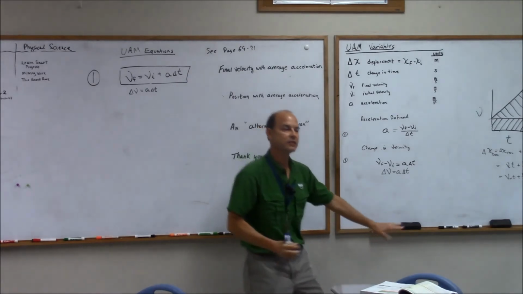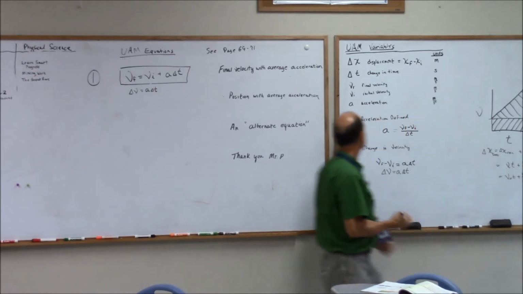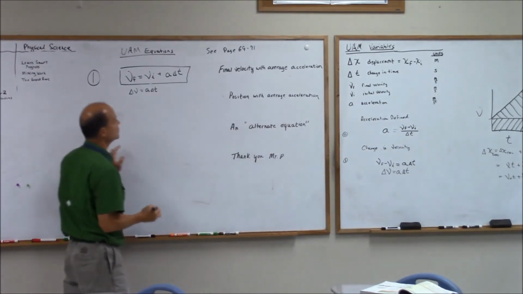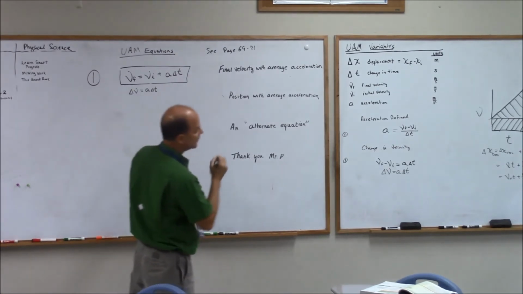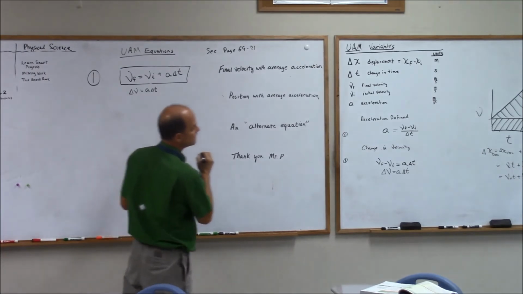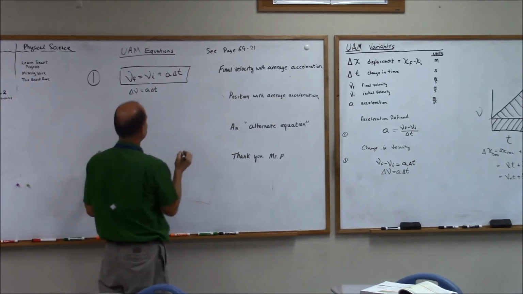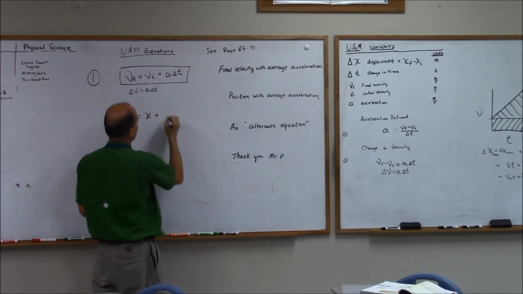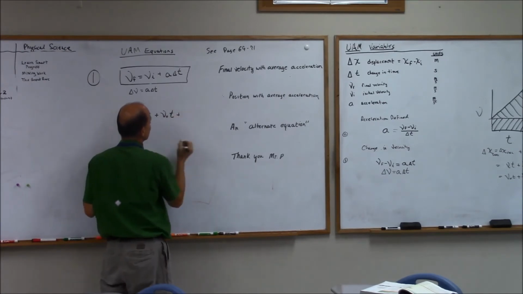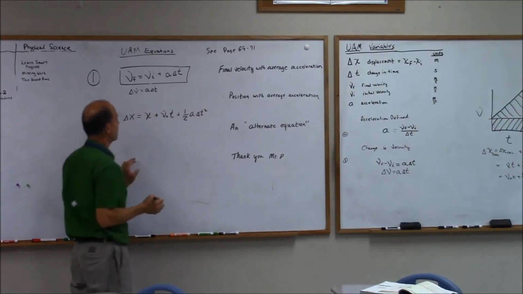Okay, this is where it gets a little bit hokey, and you're like, well, why did you do this? Because I want a position with average acceleration equation. So I'm going to write this now as delta x is equal to whatever our initial position was plus the initial velocity times time plus 1/2 a delta t squared.